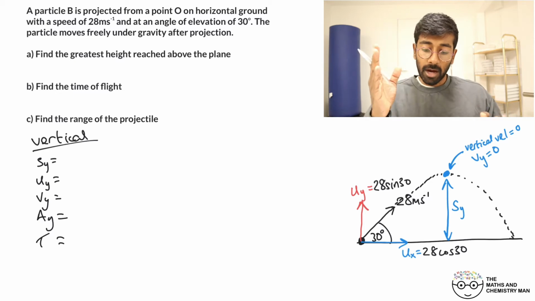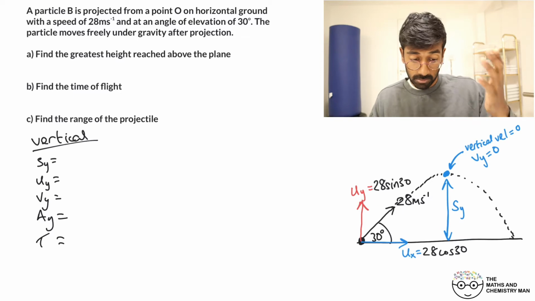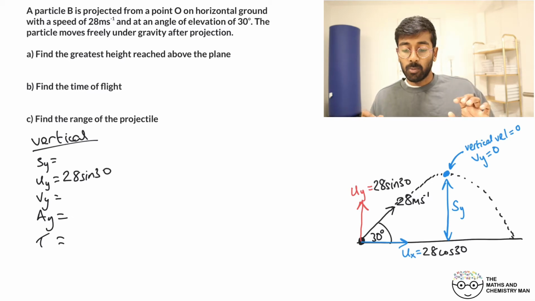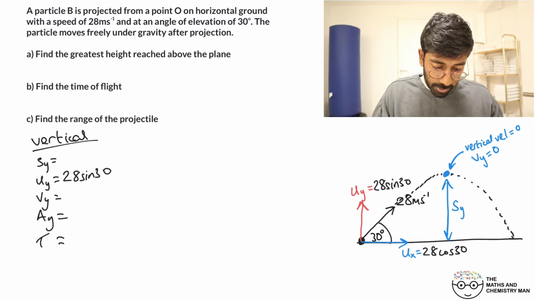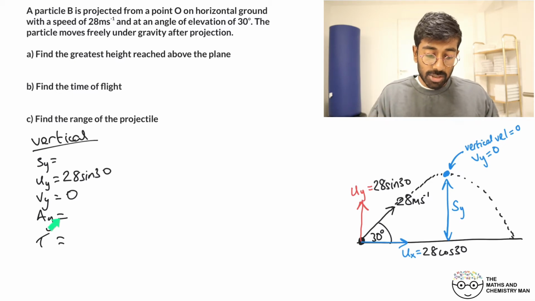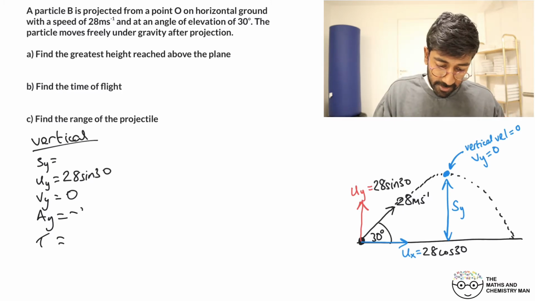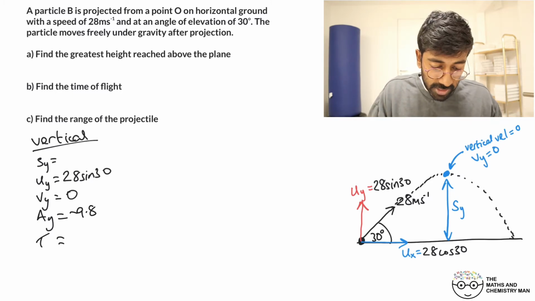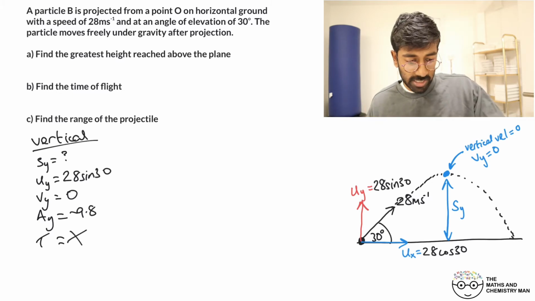If we're taking upwards as positive, then u in the y direction is going to be positive. So I'm going to put that as 28 sin 30. We know that v in the y direction, the vertical velocity, is going to equal 0. So I'll put that there as 0. Acceleration, we know gravity pulls things downwards, so that's acting in the opposite direction. So we need to put a negative 9.8 over there. And we're looking for its vertical displacement, so vertical s, question mark over there. Do we need t? No, so we'll just get rid of it.